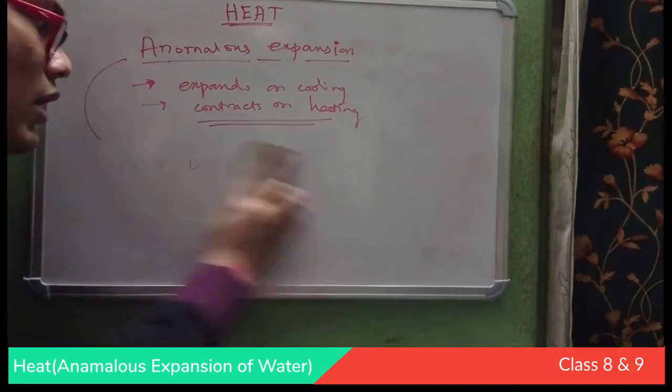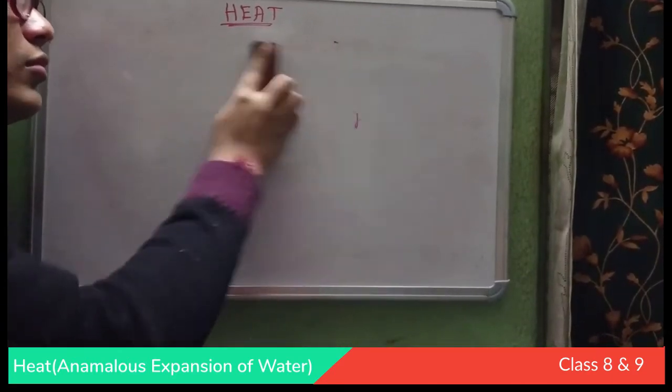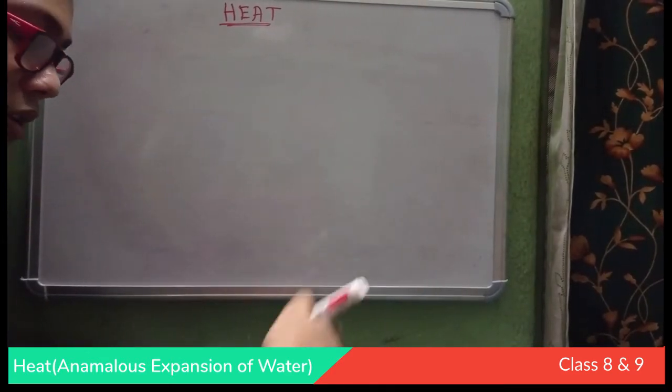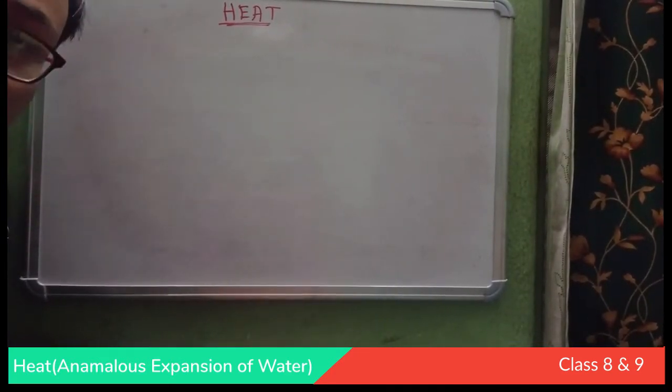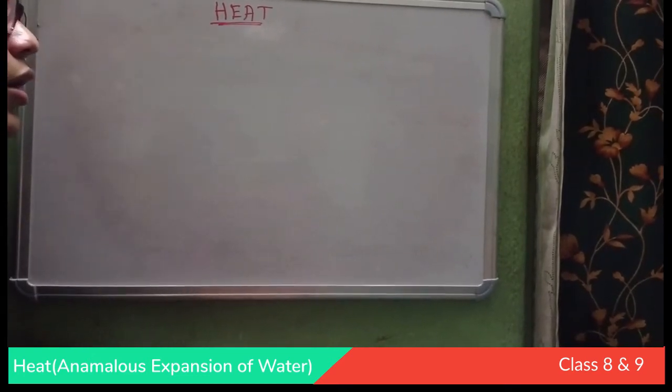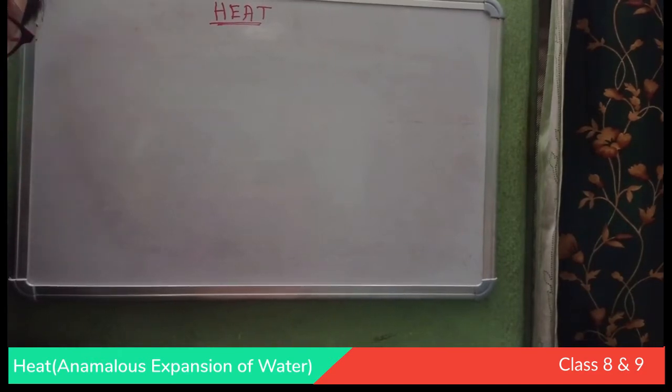So what do you mean by anomalous expansion of water? We can describe it as when water expands on cooling from 4 degrees Celsius to 0 degrees Celsius, then it is known as anomalous expansion of water.